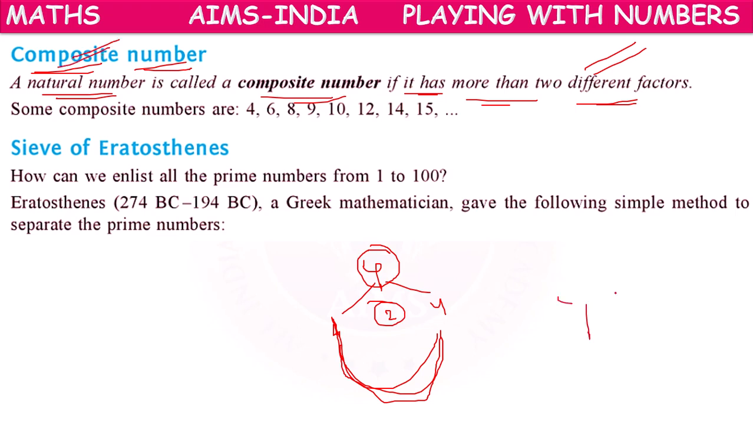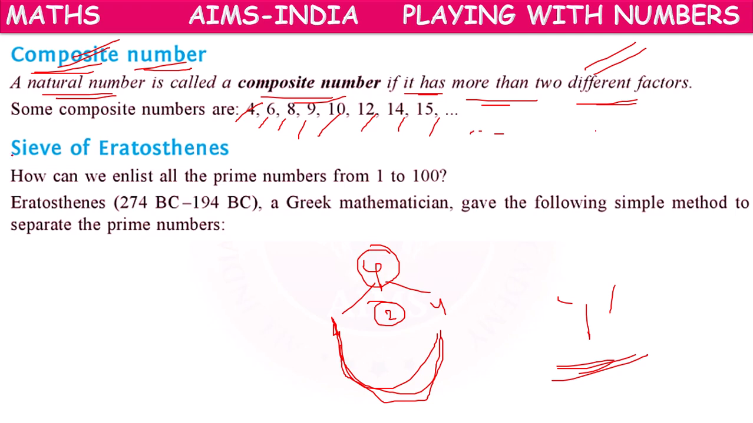So here, for our observation, 1 is neither prime nor composite. 1 is neither prime nor composite. Here 4, 6, 8, 9, 10, 12, 14, 15, these are all composite numbers.